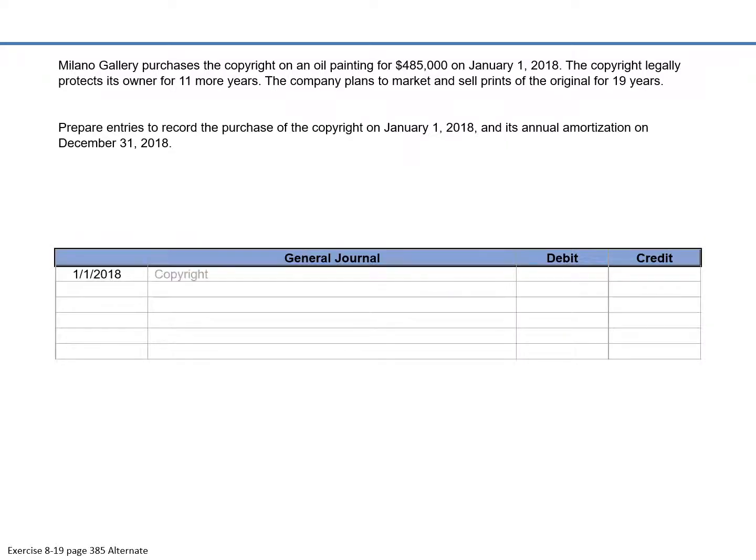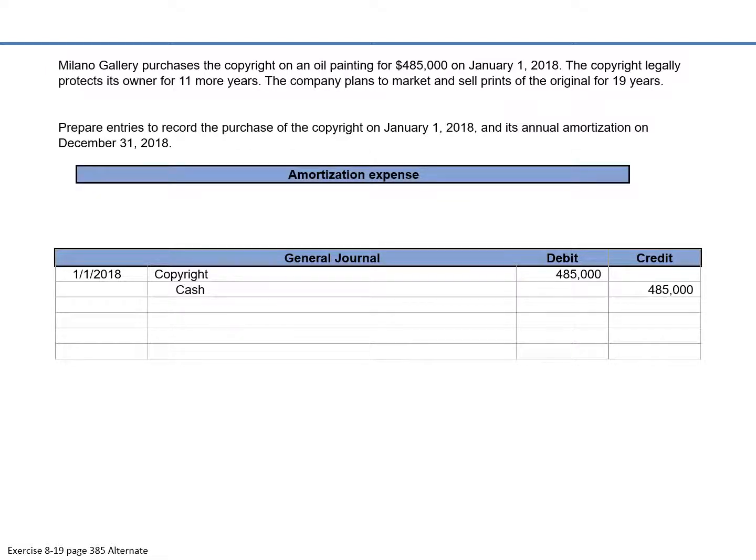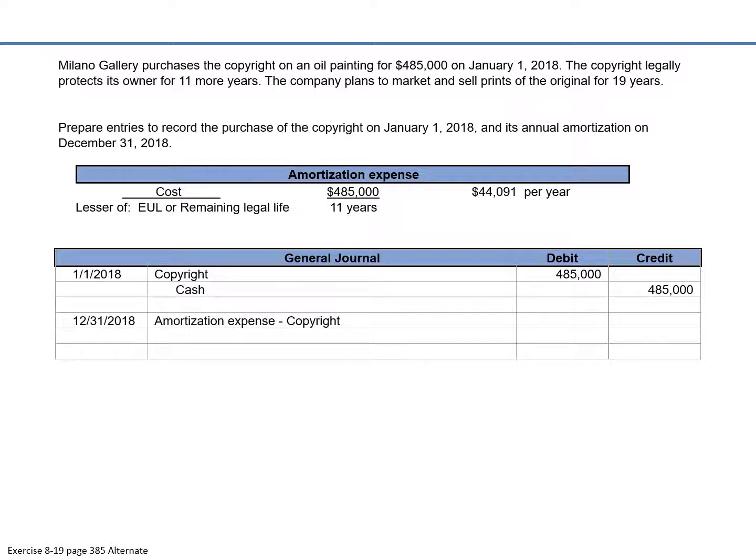All right, so this time Milano Gallery bought a copyright for $485,000. So we're going to debit copyright asset, $485,000, credit cash, $485,000. Compute amortization expense, cost divided by legal life: $485,000 divided by 11 years, $44,091 per year. Amortization expense, debit $44,091, credit accumulated amortization for $44,091.